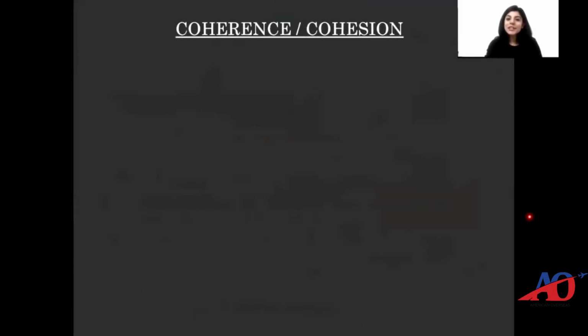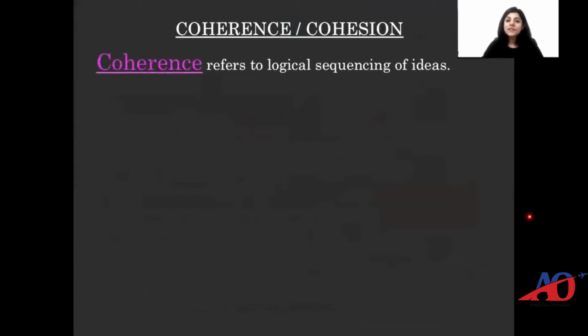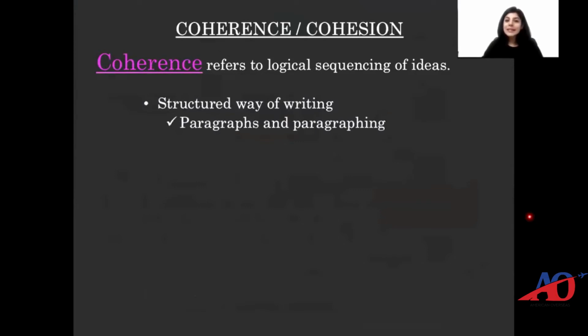Let's have a look at coherence and cohesion now. We'll take up coherence first. Coherence refers to logical sequencing of ideas. As in, are you really able to make the reader follow your ideas stage-wise? As in, you're supposed to form the paragraphs really well.